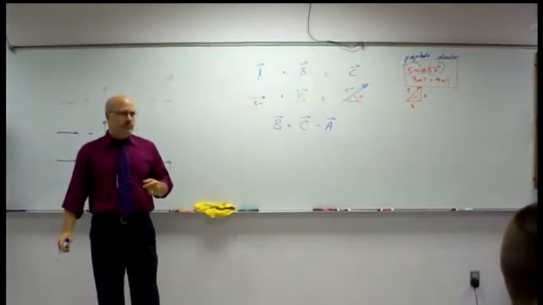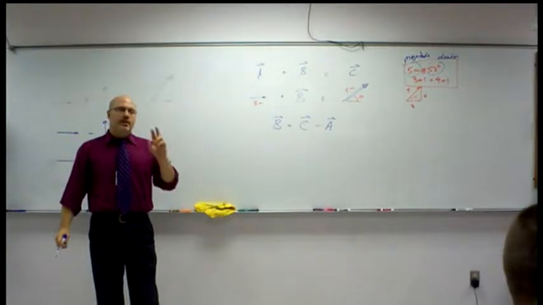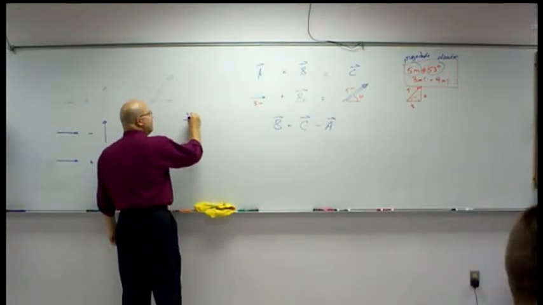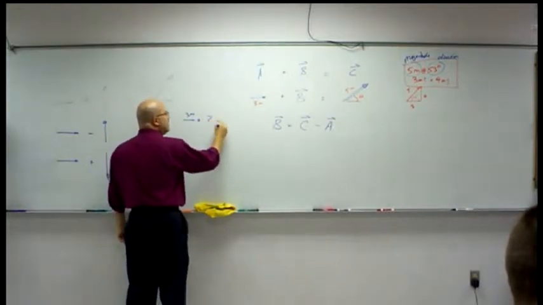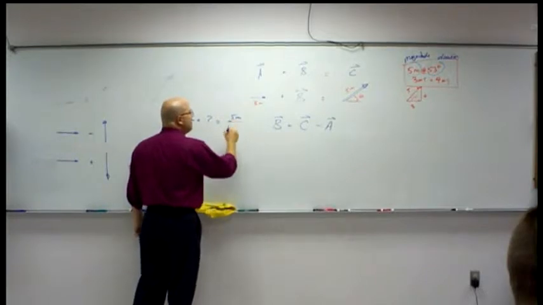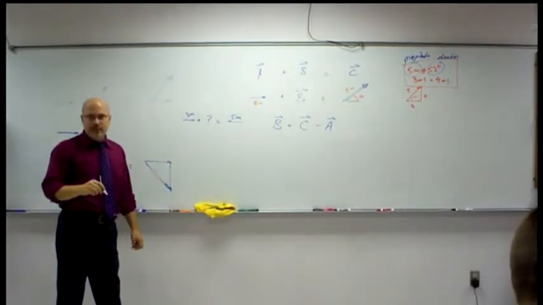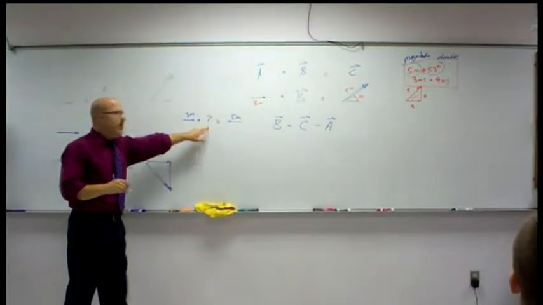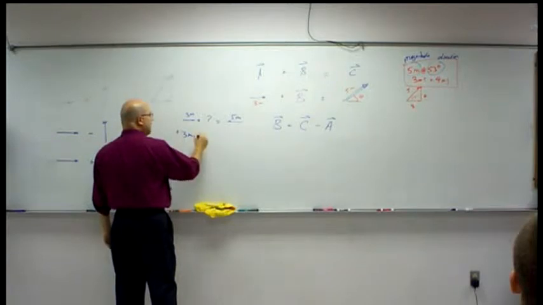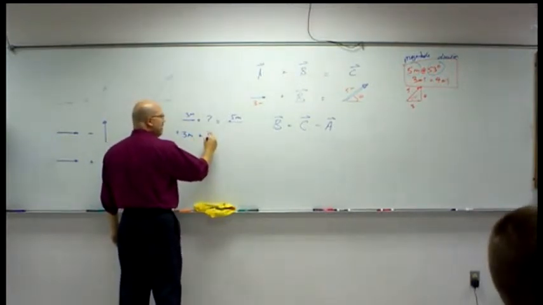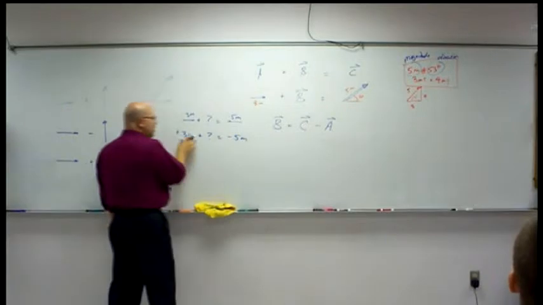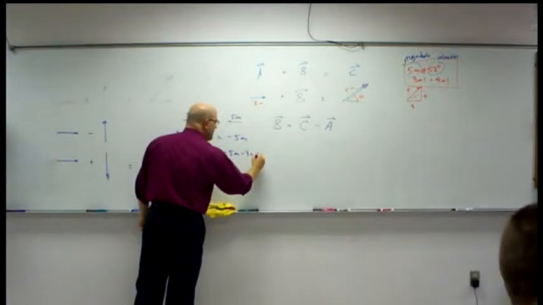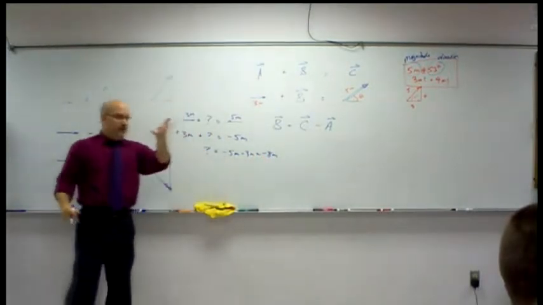Say I walk 3 meters this way plus something equals 5 meters to the left. So positive 3 meters plus our unknown equals negative 5 meters. You'd subtract this from the other side, and you'd get the question mark equals negative 5 meters minus 3 meters, which equals negative 8 meters. 8 meters to the left, right?